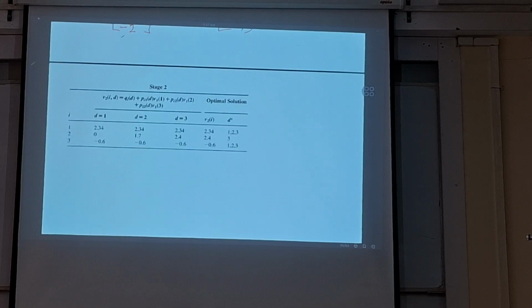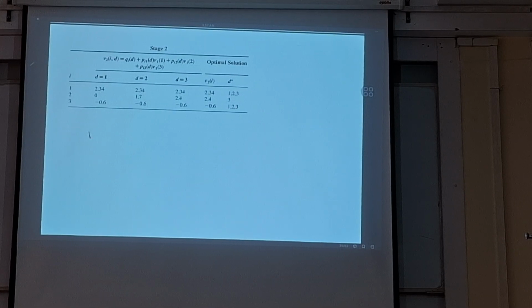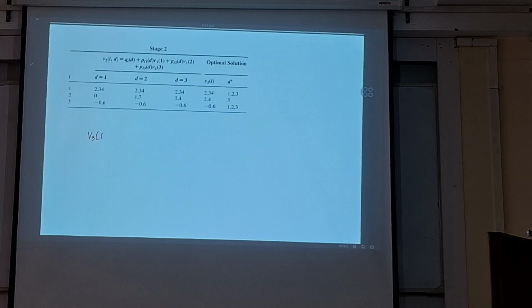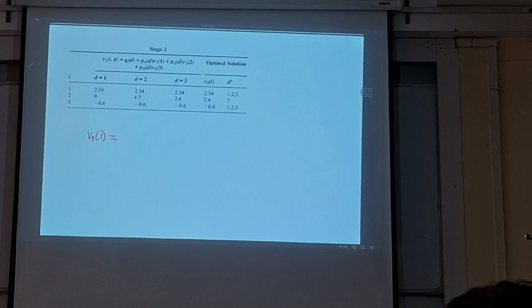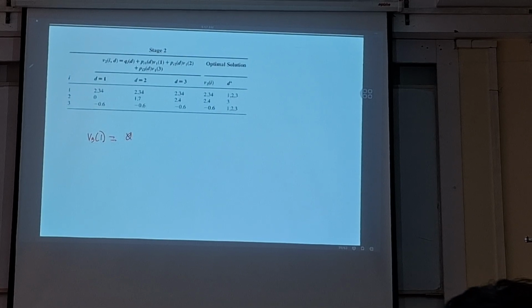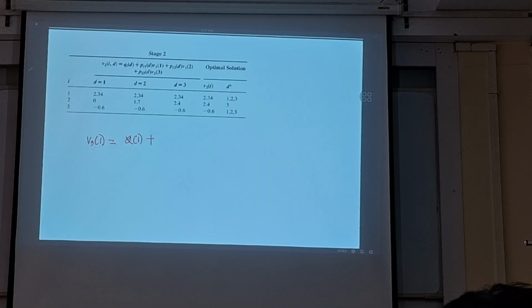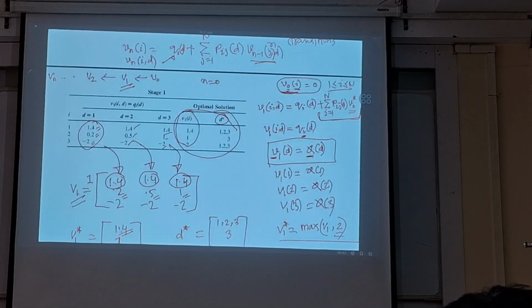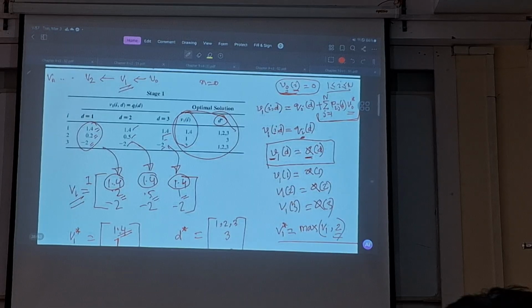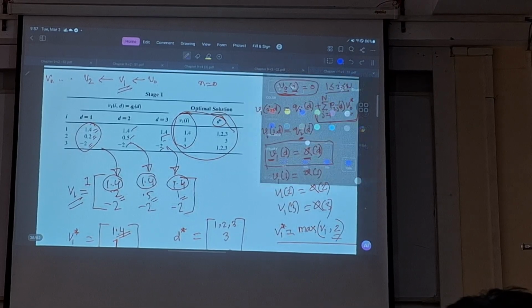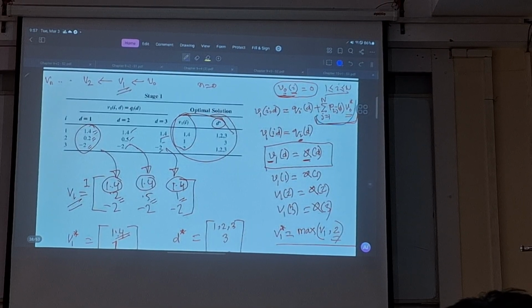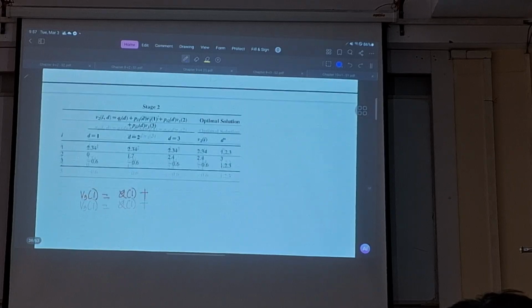Now, if we move on to this one, V3, for policy 1, what will it be? It will be Q1 plus... we will need this operation, right? We will need this operation. This operation is what?